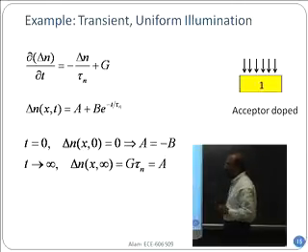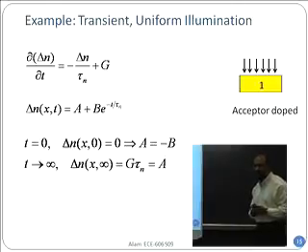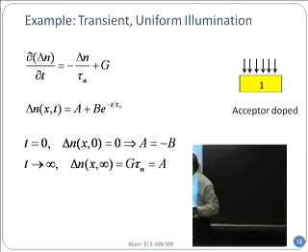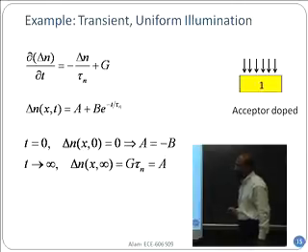You can see, what will happen at t equals infinity, after I have shined the light for a long period of time? You can see that it will reach a constant. And what is the value of the constant? It is simply A. That is the value of that constant.